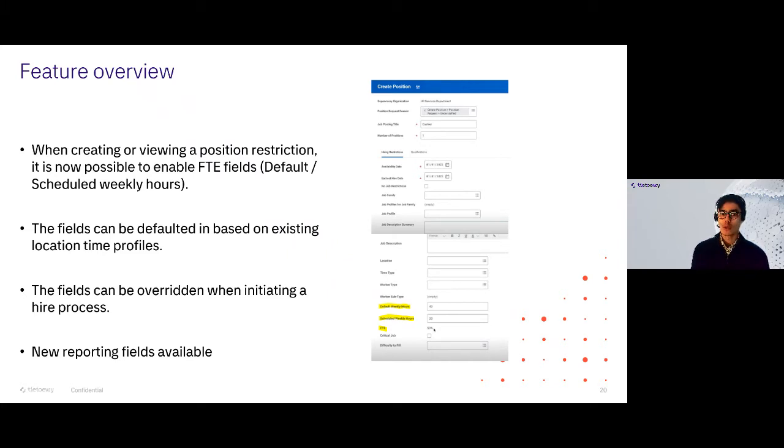So when creating or viewing a position, you can now enable the fields to be visible. The fields behave similarly as with the default hours in the hire process or staffing processes. In other words, they can default based on existing location time profiles. And when initiating a hire process, it is possible to override the FTE values of the position restrictions. And with this new feature, new reporting fields are available for the FTE data on positions as well.